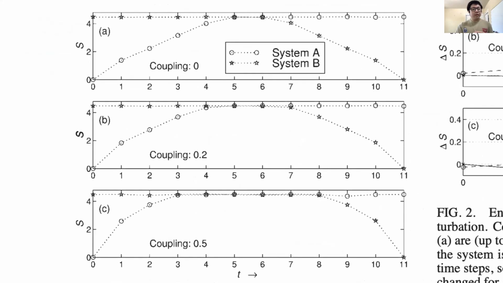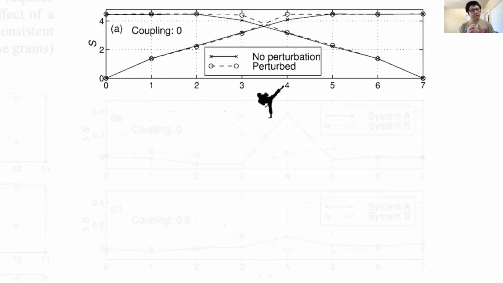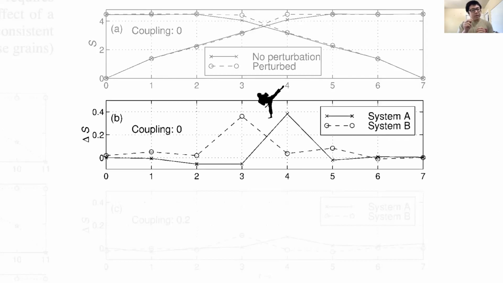Then Schoolman introduces a perturbation at t equals 4, giving the particles a little kick. For zero coupling, the solid curves are the unperturbed solutions, exactly the same as before. The dash curves are the perturbed solutions. To better see the effect of our perturbation, Schoolman plots the difference between the two curves. And as we can see, system A, the solid curve, the effect of the perturbation happens at t equals 4. However, for system B, it happens at t equals 3.